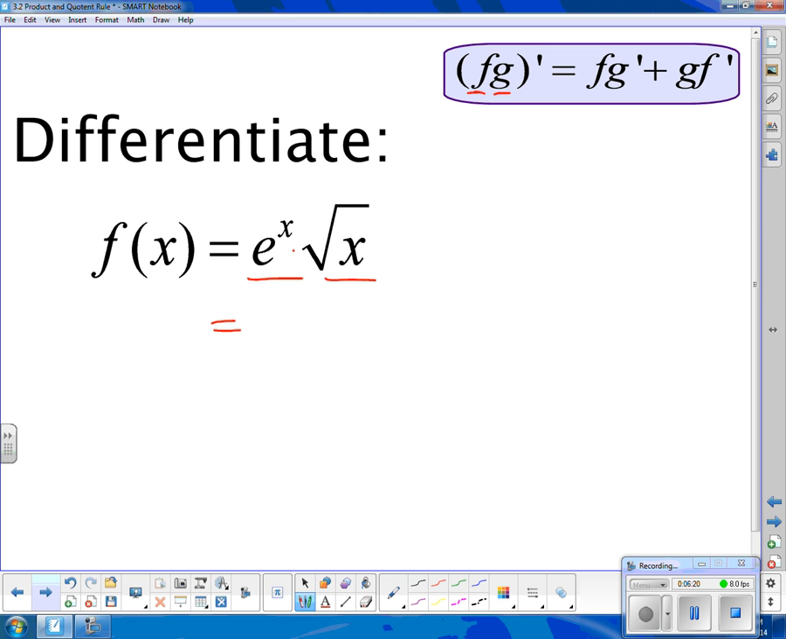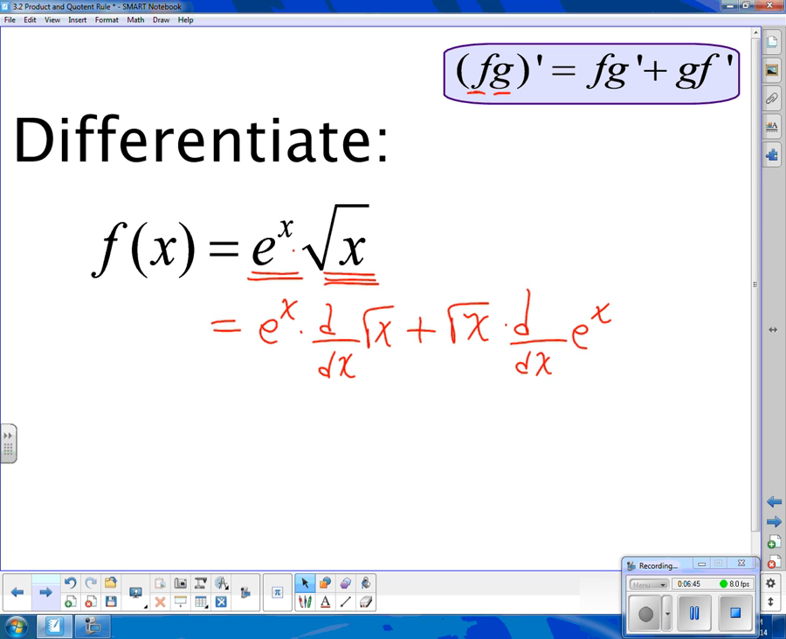We take the first function, which we said was e to the x, so e to the x times the derivative of the second function, the square root of x, and then we add that to the second function, which is square root of x, times the derivative with respect to x of e to the x.